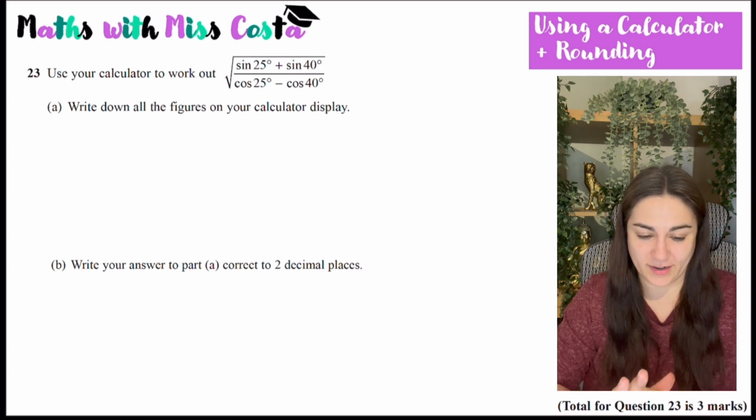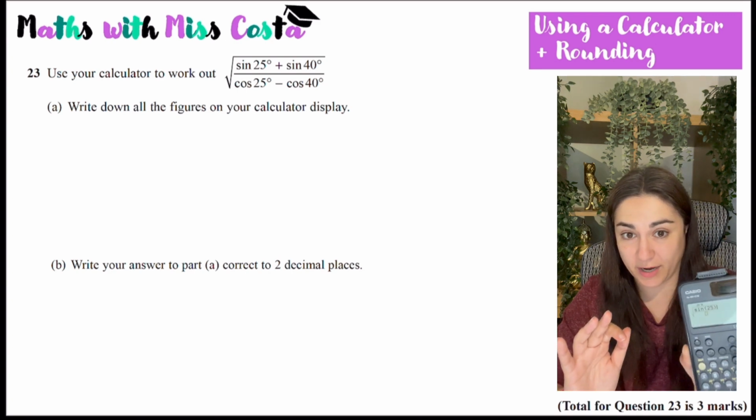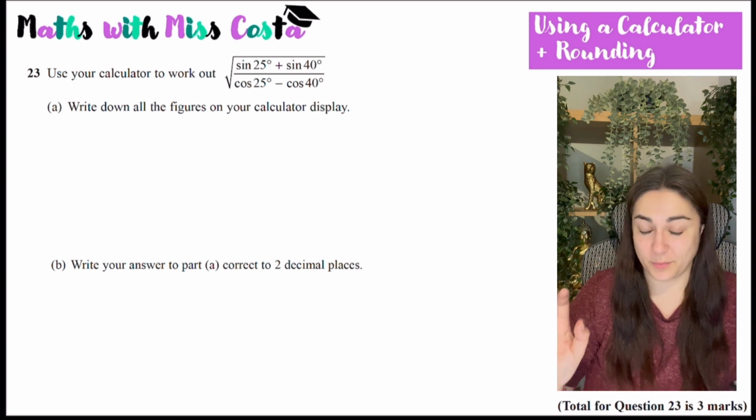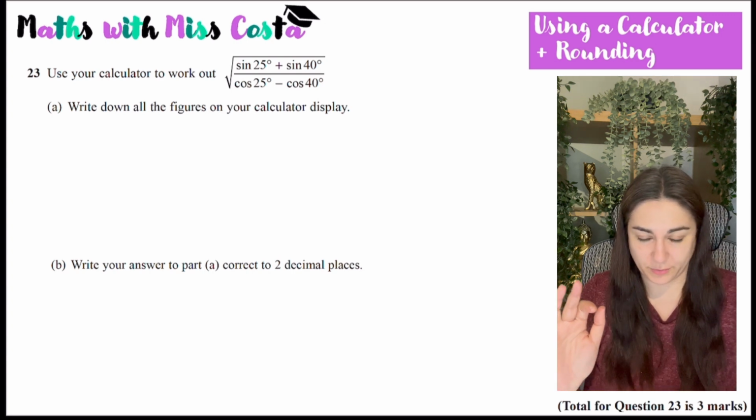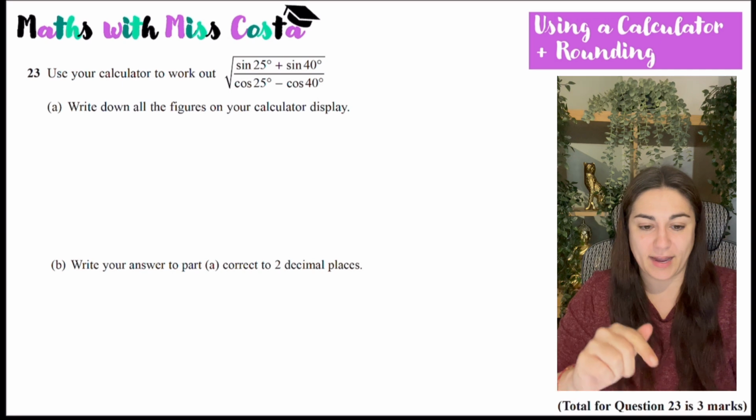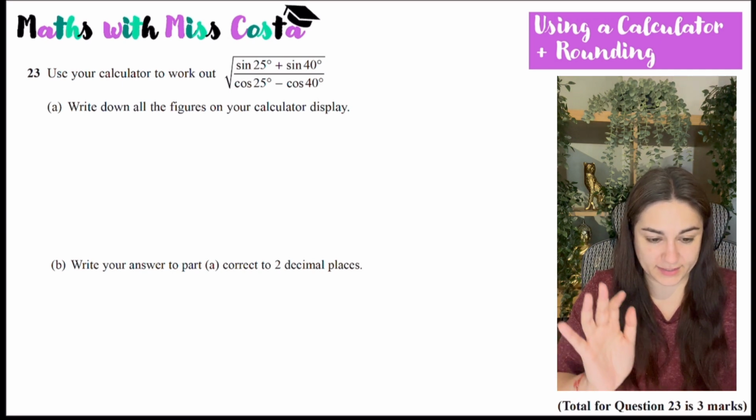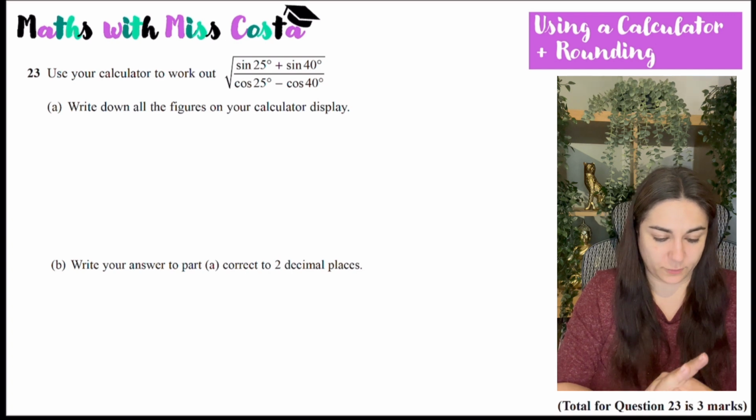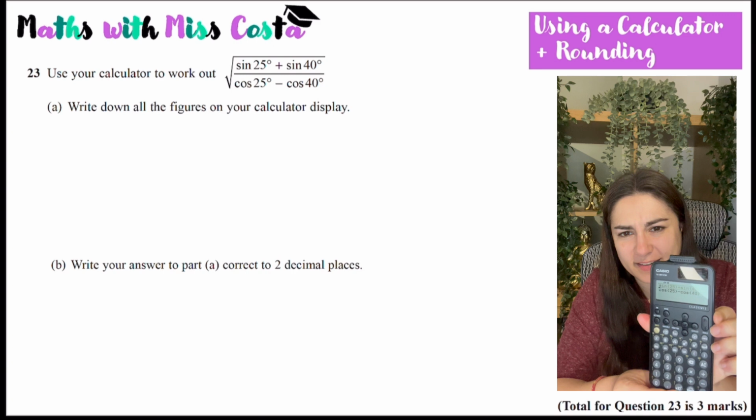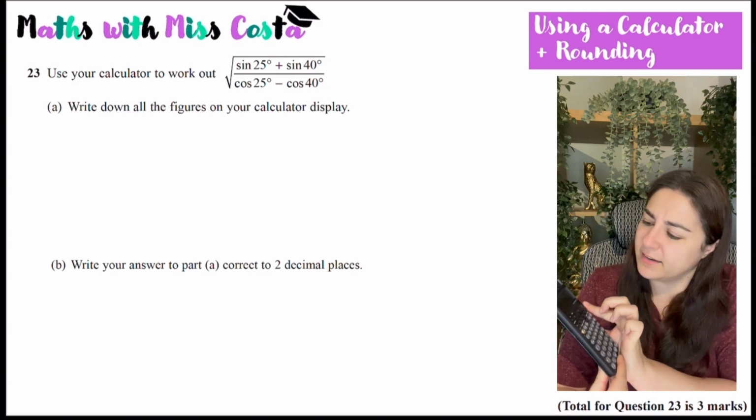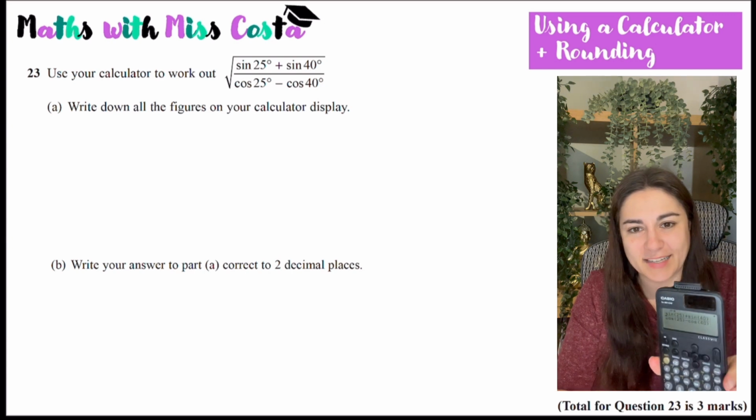So it says sine 25. So I press my sine button, 25, and I close the bracket. It's very important when we're dealing with trigonometry that we close our brackets. Plus sine 40, close the bracket. And then you use your arrows to go down, and you've got cos 25, close the bracket, take away cos 40, close the bracket. So that's what it should look like on your calculator.